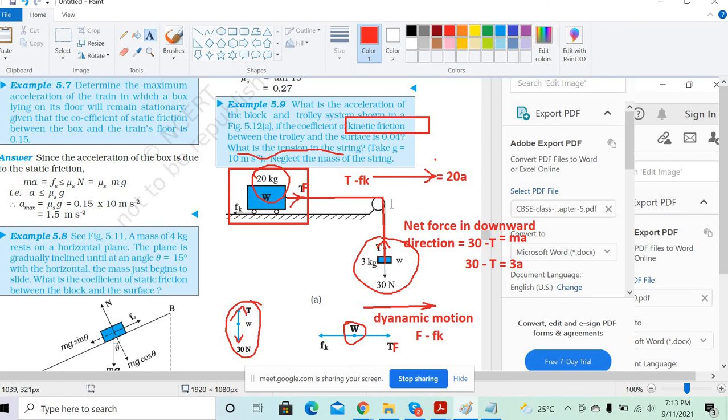So now you got two equations. Can you see that? The Fk value you know, the coefficient of friction is given to you. Tension you don't know. 30 minus T is 3a. So basically two equations, two unknown variables. So you can use simultaneous equations to solve it and get the answer, isn't it?